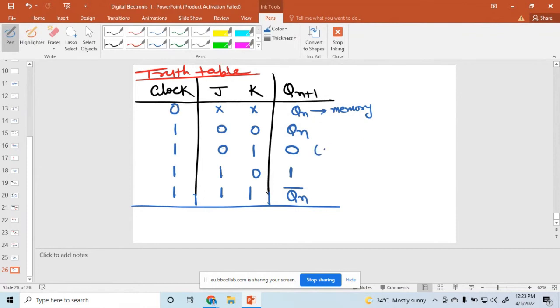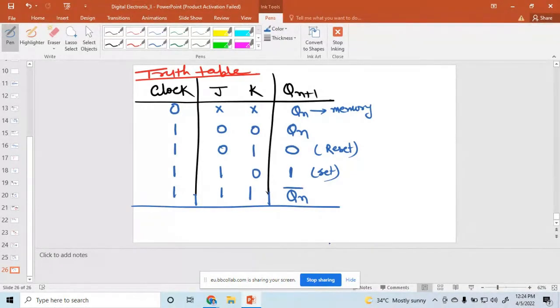So this one is called a reset, and this one is called a set. And this Qn means previous state or a memory. So this is the truth table of JK flip flop.